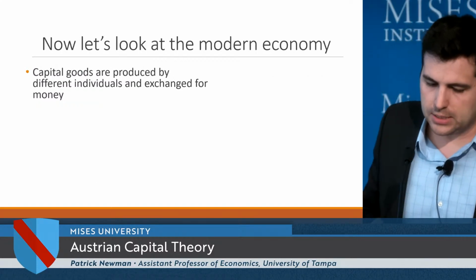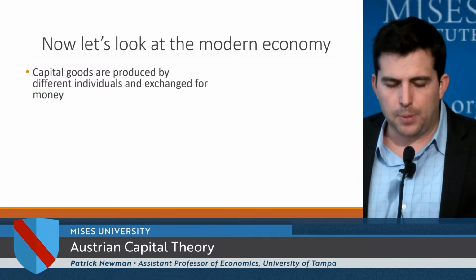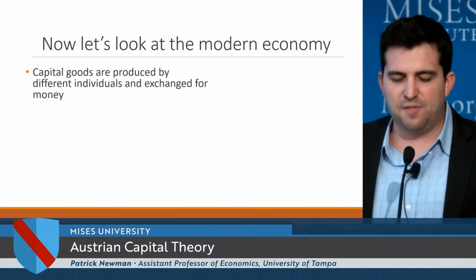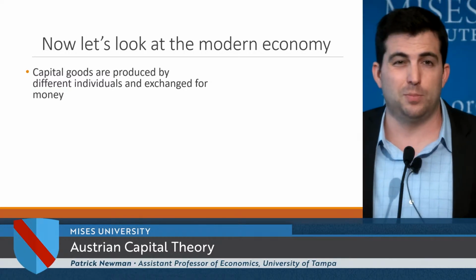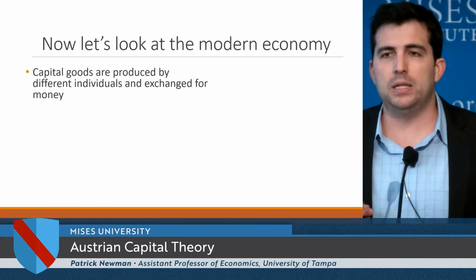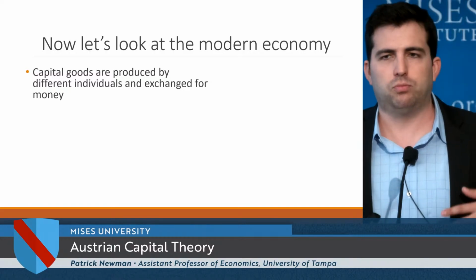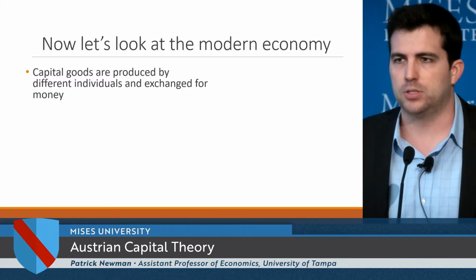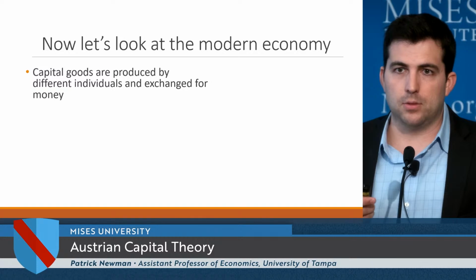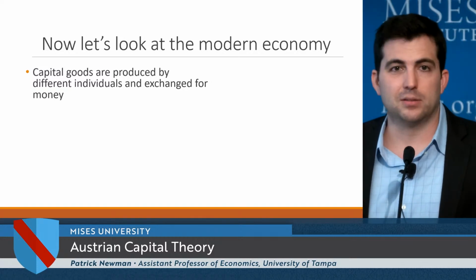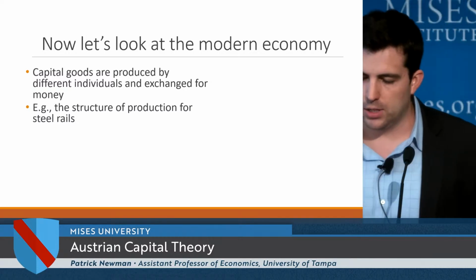Okay, all right, so here we are. Let's look at the modern economy, right? Capital goods are produced by different individuals and they are exchanged for money. I'm going to talk about these types of individuals in a little bit, known as capitalists, right? But we live in this type of complex society. One person just isn't making all the capital goods. It's multiple people, right? And they're going to sell them to someone else for money. So let's look at the structure of production for steel rails, right?